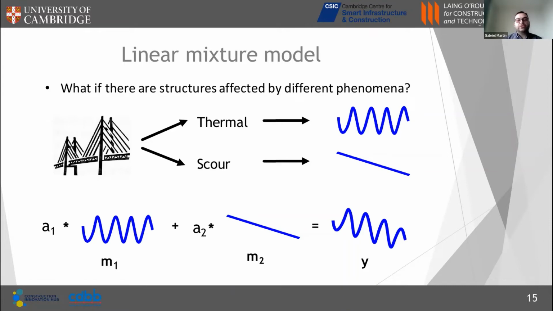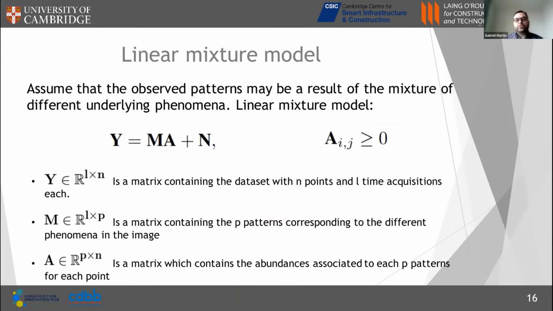So we are going to multiply the proportion or abundance of the first thermal component, plus the multiplication of the proportion or abundance of the second pattern, which corresponds to the scores, and we sum this, obtaining the final linear combination result. So mathematically, it would be like this.